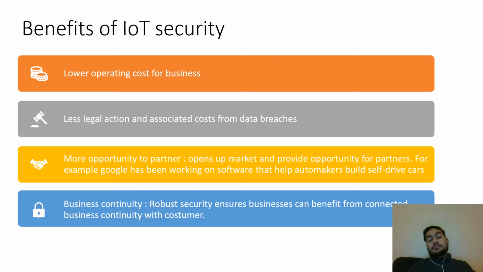So, more opportunity for the partners. When the IoT devices are more secure, it opens up the market and provides opportunity for the partners. For example, Google has been working on software that helps automakers build self-driving cars. That's how it creates opportunity for the partner and business continuity. If they have proper security of the Internet of Things device data, then the customer and the company will have good communication with each other, and they will have a good connection. That's how the business will continue.